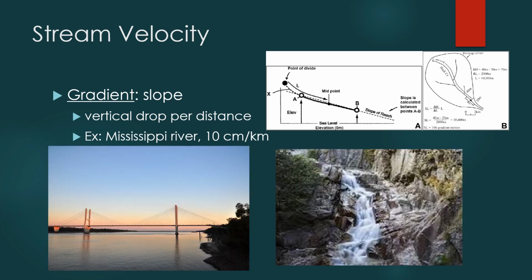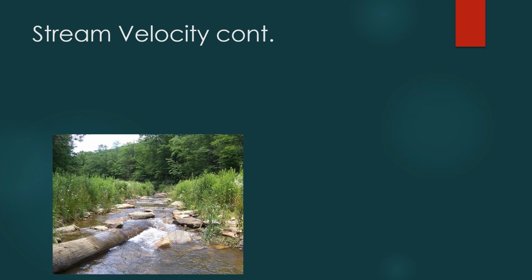These two pictures are showing different gradients. The one on the right is a very steep slope, a young river up near its headwaters, and the one on the left, that's the Mississippi River. It's been working its way downhill for a very long time. It has a much gentler slope at this point in the stream than it would near its headwaters.